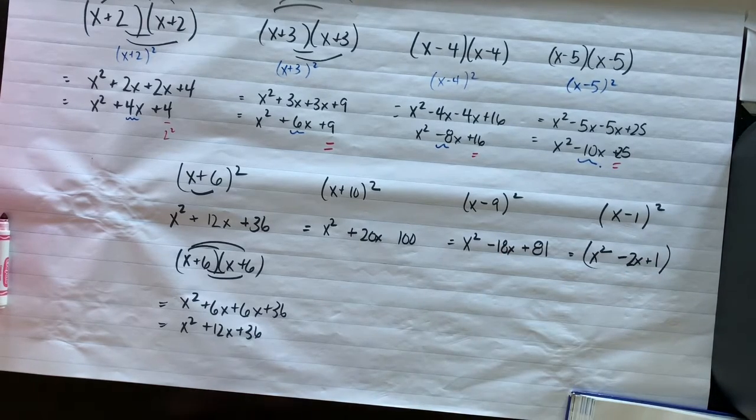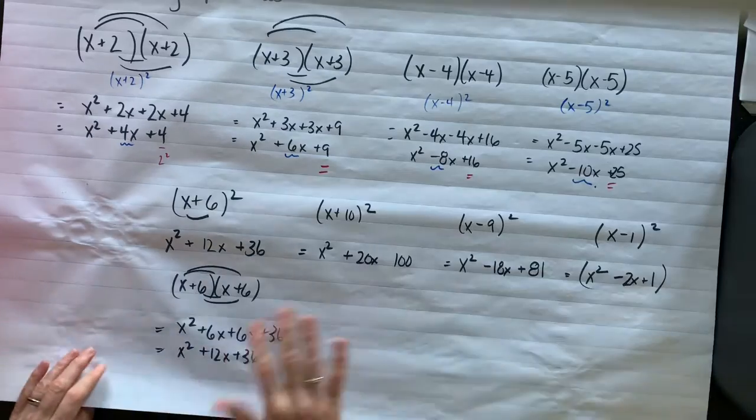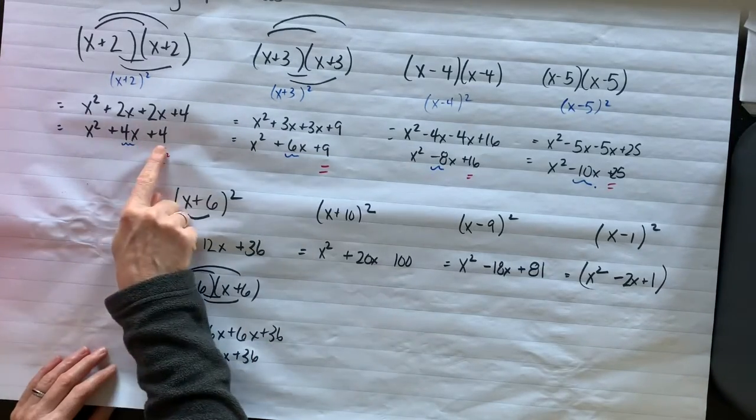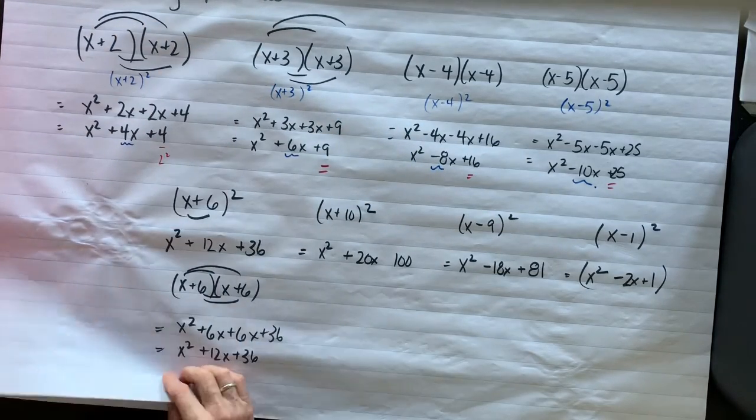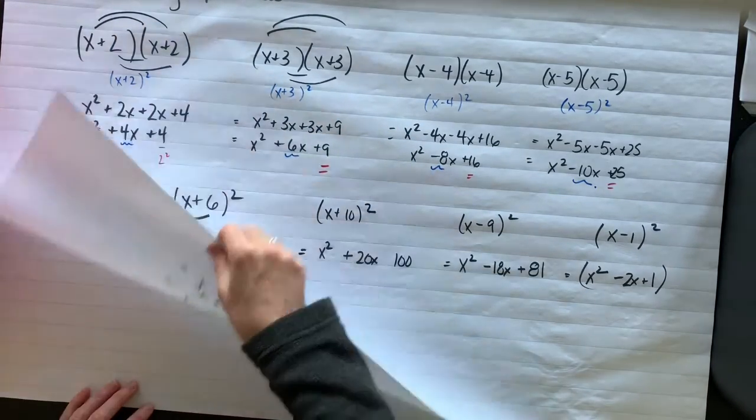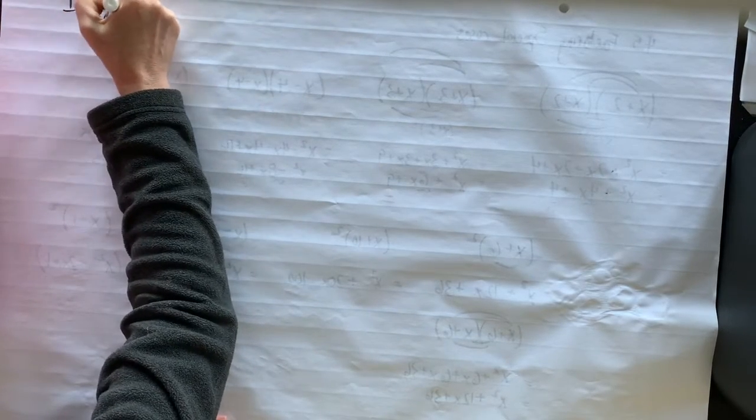Okay, so that is one of the first things we're going to look at for today. What we're actually going to do today is I'm going to give you the expanded form and I'm going to ask you to factor it and put the brackets back in. Okay, so we can now see that in general, right?